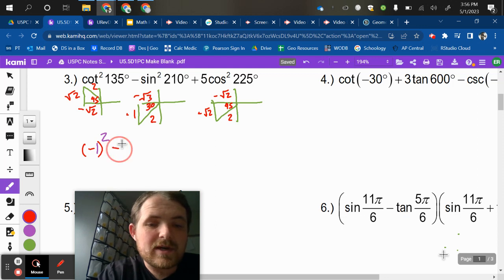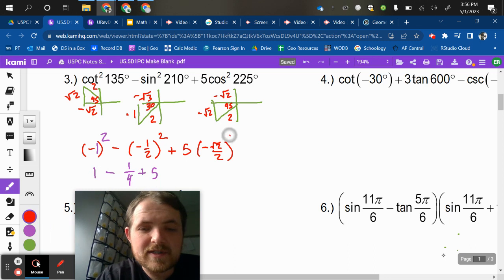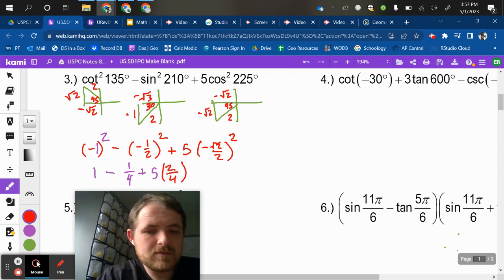And then the sine squared of that situation will be -1 over 2 for sine, and then squared. And then the cosine squared of that situation will be plus 5 out front, and then the cosine would be -√2 all divided by 2. So when I simplify that a little bit more, I've got 1 minus positive a fourth plus 5. I forgot my squared right there. Plus 5 times looking like 2 over 4.